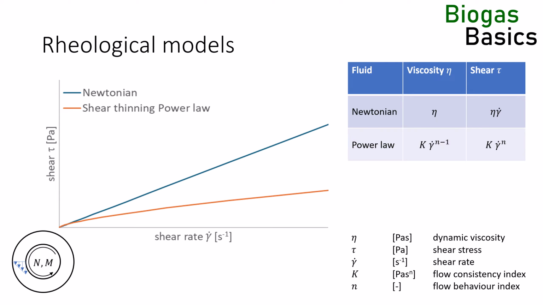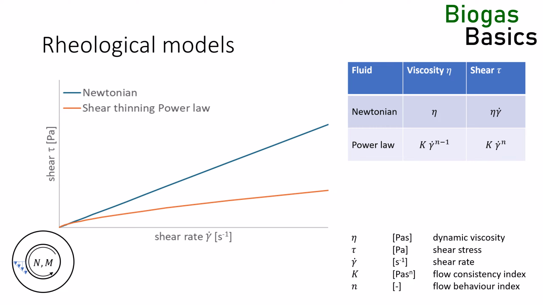The viscosity of a power law fluid is the flow consistency index K times the shear rate to the power of the flow behavior index n minus 1. If n is smaller than 1, the fluid is shear thinning. The exponent in the viscosity equation becomes smaller than 0 and the term gets smaller with higher shear rate. If n is 1, the exponent is 0. The shear rate to the power of 0 is 1 and the viscosity is constant. The fluid becomes a Newtonian fluid, and the consistency index is the viscosity.